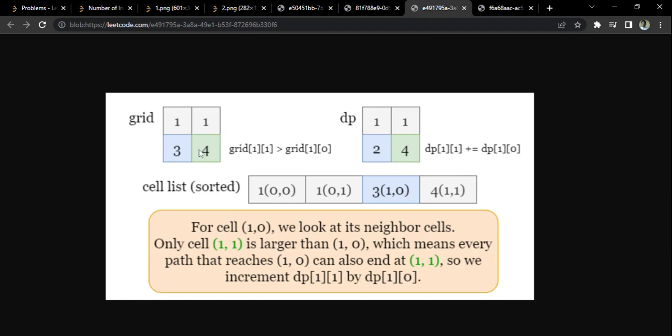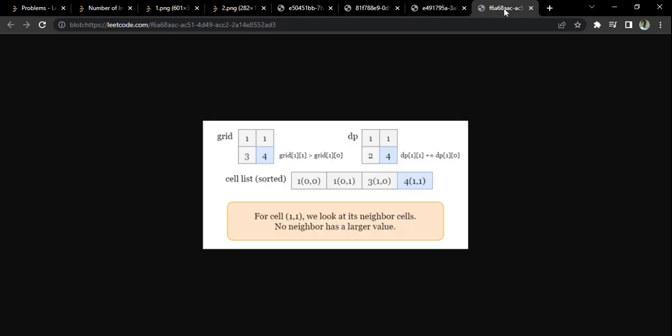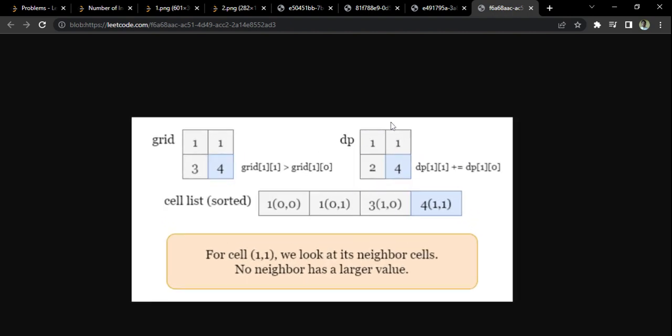Now we'll come to 4. Please find any adjacent element of 4 which is greater than 4. There are none of the elements, so we will not do anything. We'll just simply leave it like that. And finally, we are getting the DP values like this.